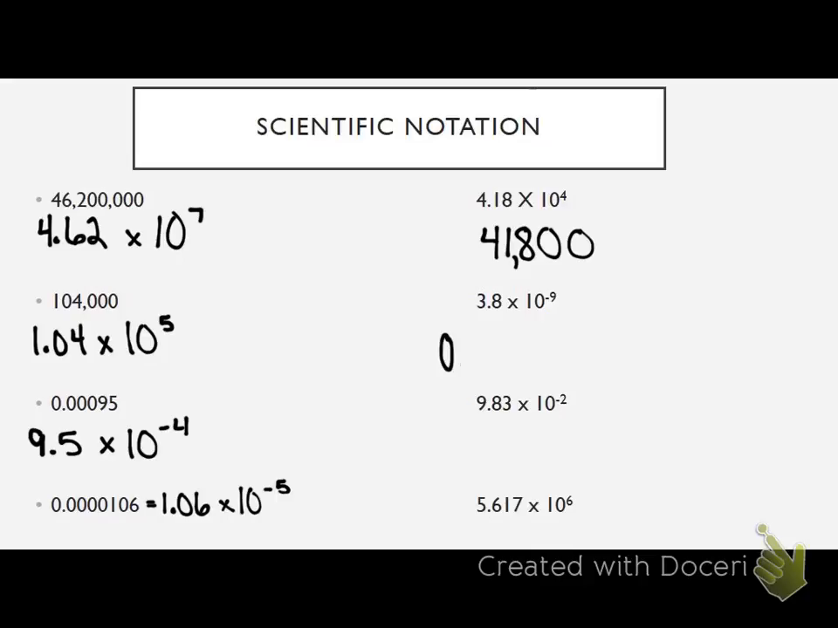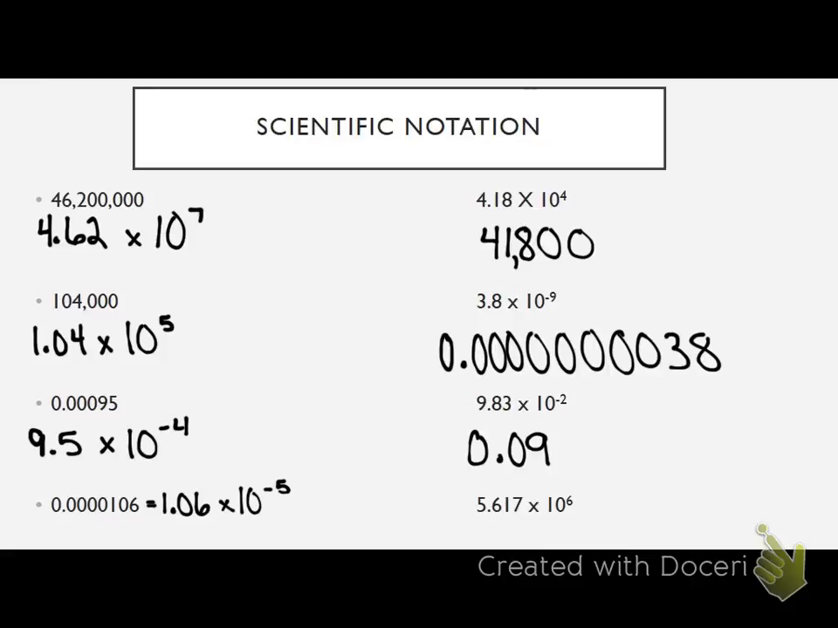Now, in this one, I've got to have 8 zeros after the decimal. And I keep getting the question, do I have to have the 0 in front of the decimal? The answer is yes. I won't take off for it, but you need to have it there. Okay, so that's a very easy thing to remember to do. Now, 10 to the negative 2nd, so I go left 2 places, 0.0983.